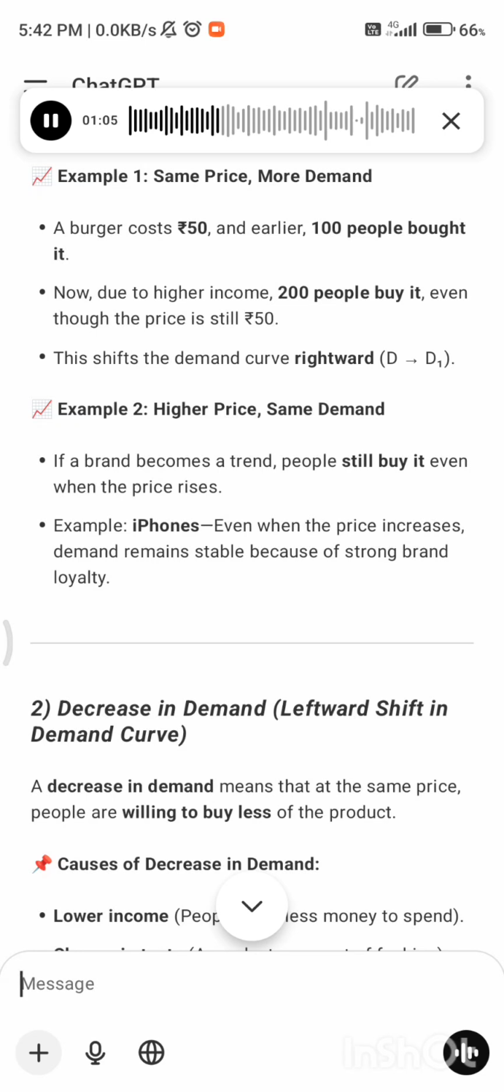Example 2: higher price, same demand. If a brand becomes a trend, people still buy it even when the price rises. Example, iPhones. Even when the price increases, demand remains stable because of strong brand loyalty.